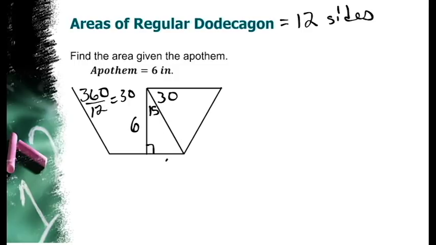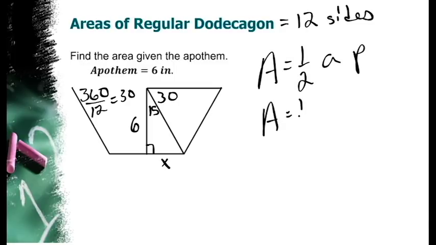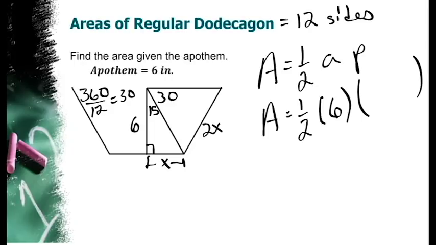For this problem, all we need to do is find the x, because if we look at our equation, one-half apothem times perimeter, our apothem is 6. We're good there. All we need is the perimeter. So if we find x, we can double it to get a full side length and then multiply that by 12 to get our perimeter, and that's all we need to finish off our equation. So let's work on that. Being that our angle is not a 30, 60, or 45 degree angle, we have to use trig.